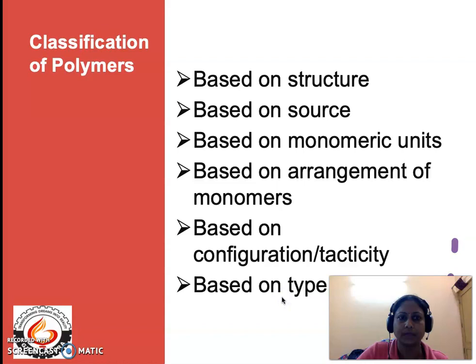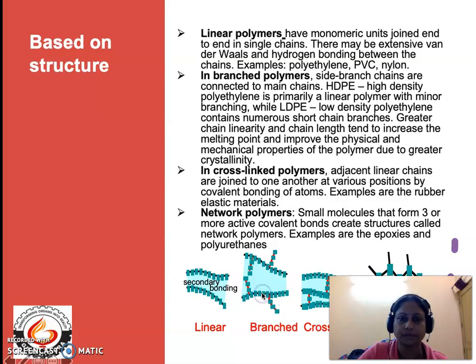examples. The polymers are classified based on the structure, based on the source, based on the monomeric units, based on the arrangement of monomers, based on the configuration, and finally based on the type of force. Now, regarding the structural basis of classification of polymers, we first come across the linear structure.